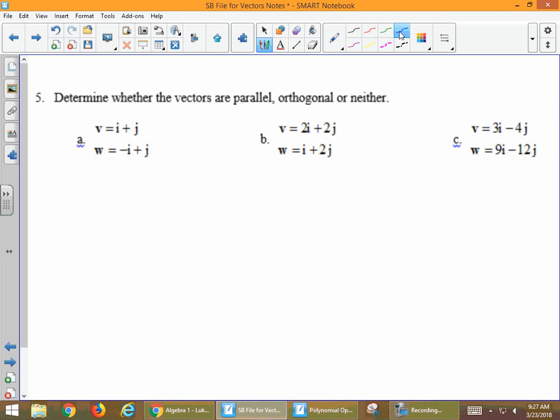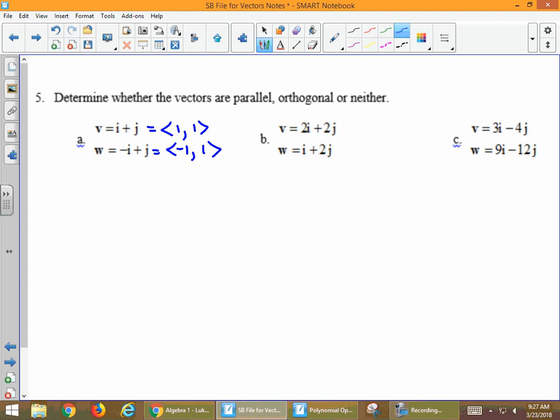If it's easier for you to look at these in component form, which I like, it's helpful, I think, just to see the numbers. So as I'm looking at v and w for a, I have 1, 1 and negative 1, 1. I can't multiply my first vector and get the second vector. It would have to be negative and negative there. So since I don't see that multiplication relationship, I'm going to find the dot product then.